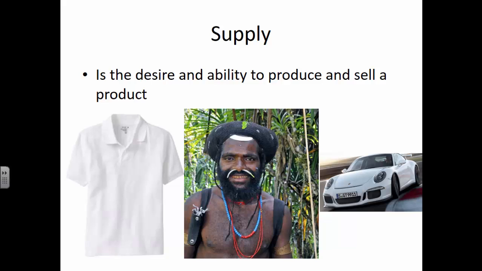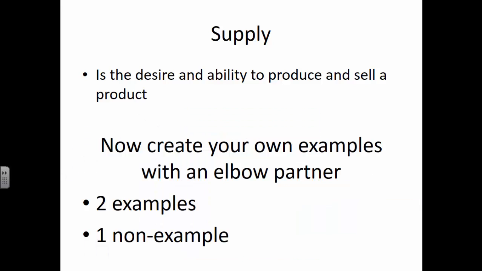However, I have the desire to make t-shirts and to clothe all the tribal people of the world, but I don't have supply. I don't have the ability to make that many t-shirts, let alone a t-shirt. I also have the desire to make and sell Porsches, but again, I don't have supply because I can't make a Porsche. It's pretty tough.